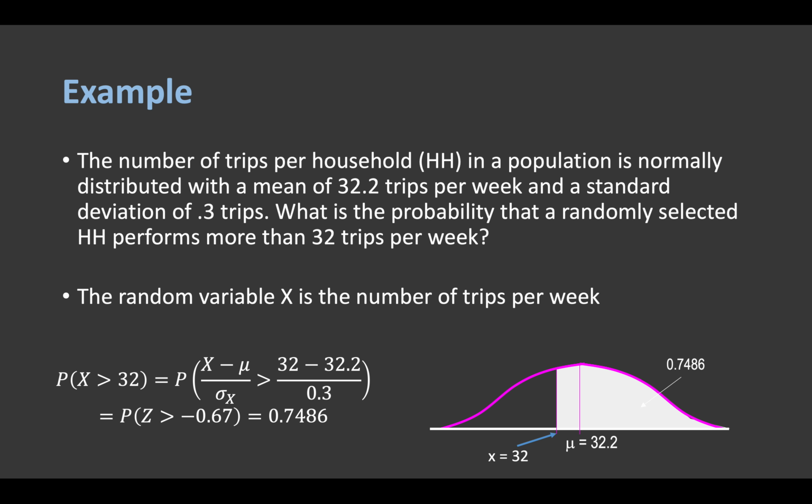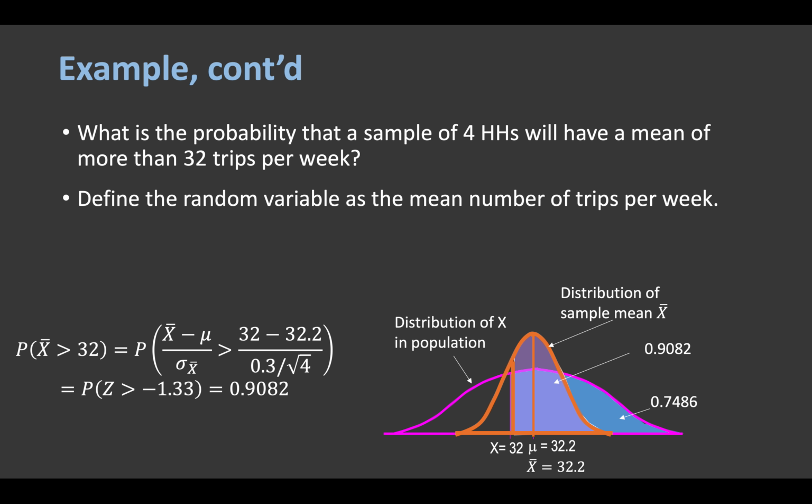So, as for the population, then what about, this is not for the population. What is the probability that a sample of 4 households will have a mean of more than 32 trips per week? What is that possibility?